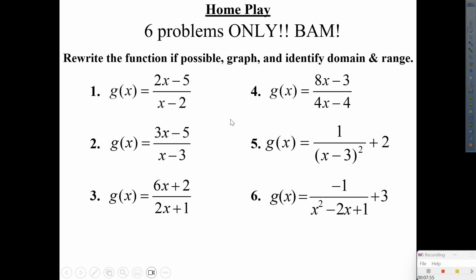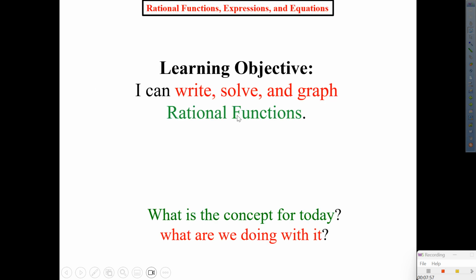This is tonight. So, get a Cornell note ready, and you should have 4 coordinate planes ready from negative 10 to 10. Raise your hand if you need more time to finish those up. Okay, I'll give you a couple more minutes. Get those ready, please. Our objective for today, I can write, solve, and graph rational functions. So we started with these already last week. We should be able to finish these this week.